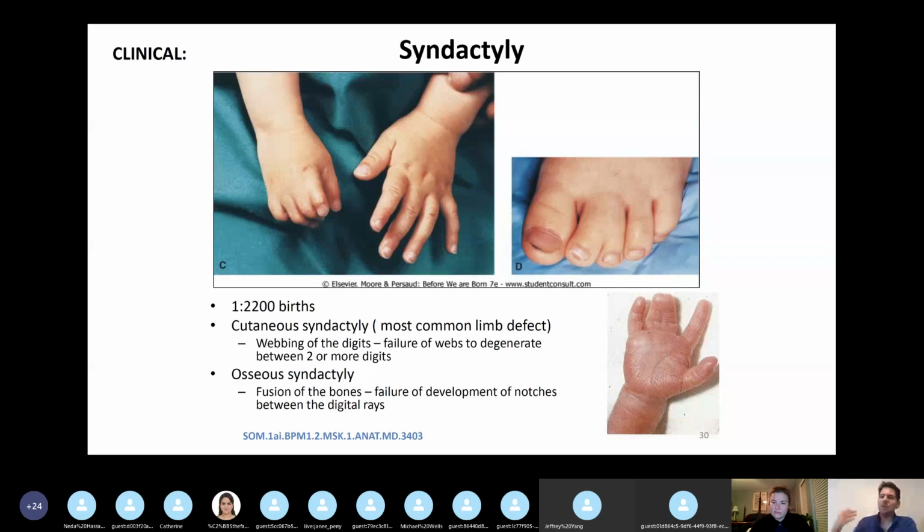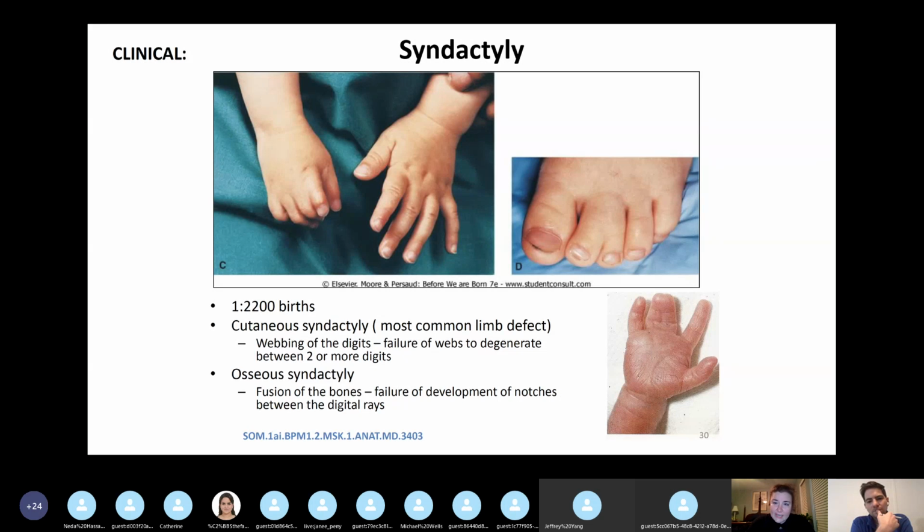Yeah, I agree. Like, as opposed to what's the normal formation. Can you repeat that real quick? So in this slide, it says in cutaneous syndactyly, there is failure of webs to degenerate between two or more digits. And at the bottom it says failure of development of notches between the digital rays.